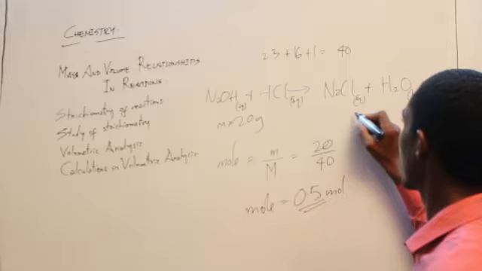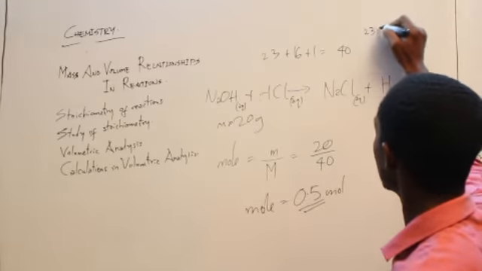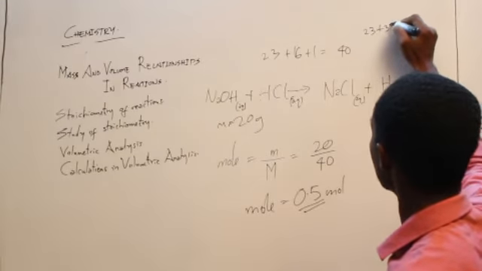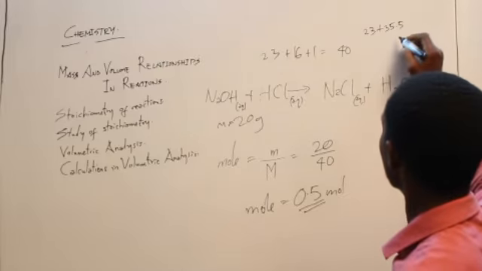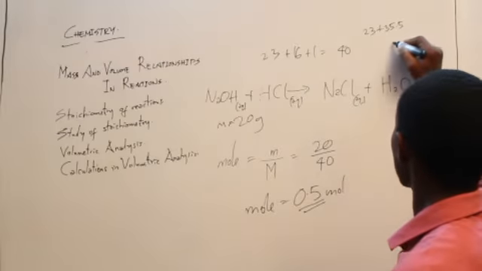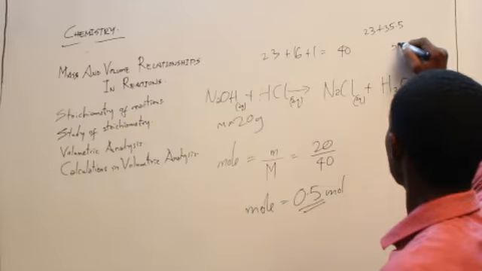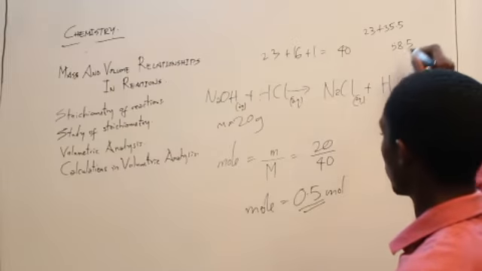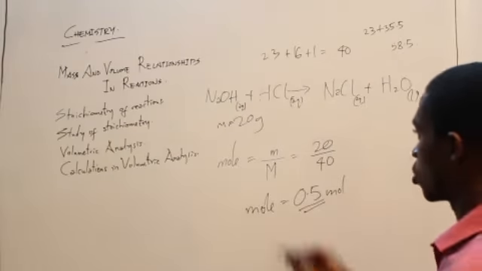Molar mass of sodium chloride: sodium is 23 and chlorine is 35.5. When you add them together, it will give us 58.5. So we also use the same formula.